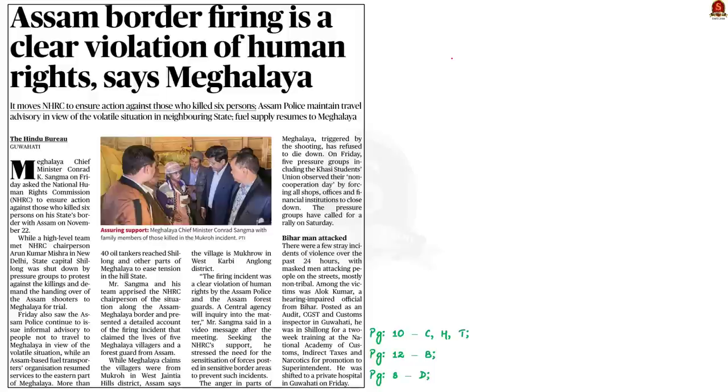Have a look at this news article. This news article talks about the National Human Rights Commission, which is shortly known as NHRC. The news is that the recent Assam-Meghalaya border firing seems to be a clear violation of human rights. In this backdrop, the Meghalaya Chief Minister has asked the National Human Rights Commission to ensure action against the Assam Police Force and the Assam Forest Guards. And this is the crux of the news article given here.